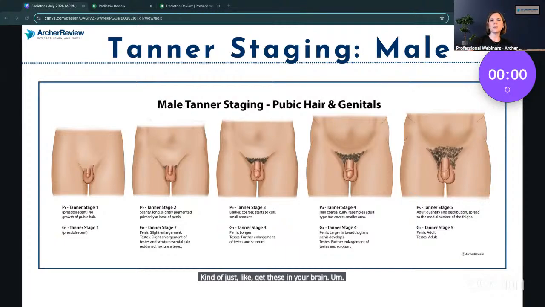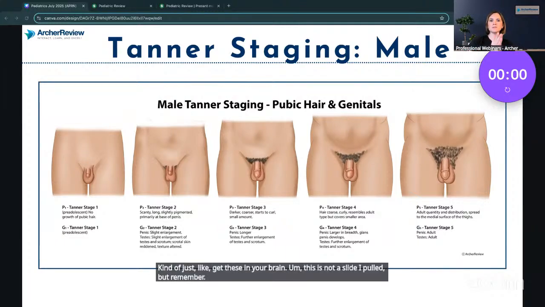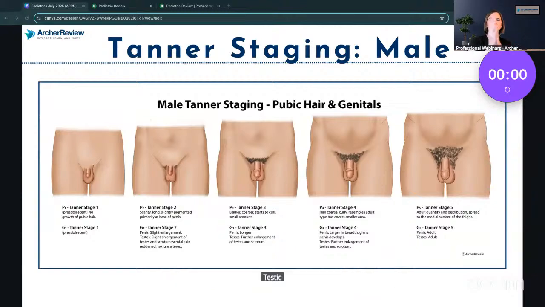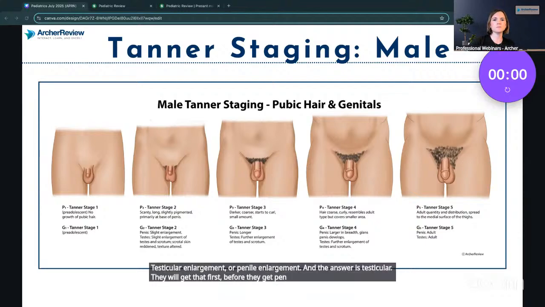This is not a Slido poll, but remember, which one comes first? Testicular enlargement or penile enlargement? And the answer is testicular. They will get that first before they get penile enlargement.